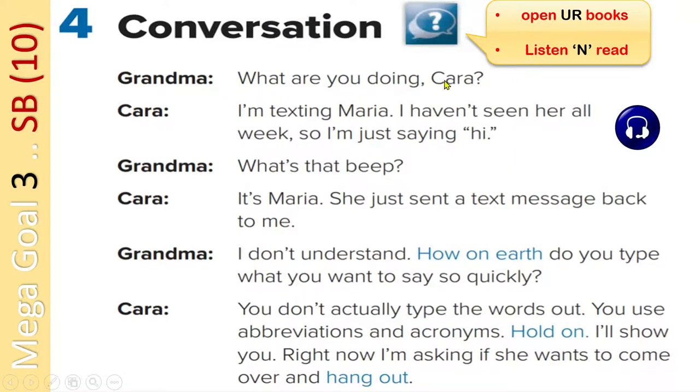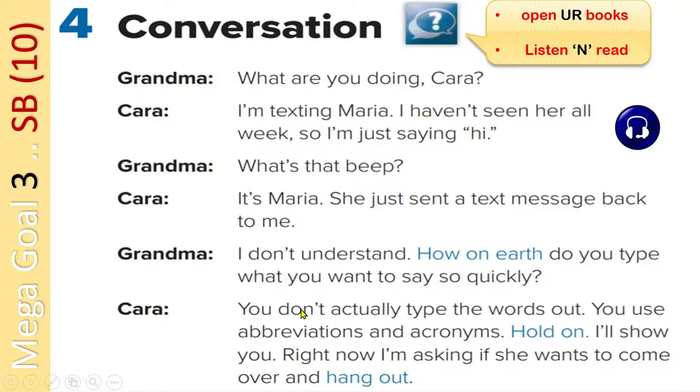What are you doing, Kara? I'm texting Maria. I haven't seen her all week, so I'm just saying hi. What's that beep? It's Maria. She just sent a text message back to me. I don't understand. How on earth do you type what you want to say so quickly? You don't actually type the words out. You use abbreviations and acronyms. Hold on. I'll show you. Right now, I'm asking if she wants to come over and hang out.